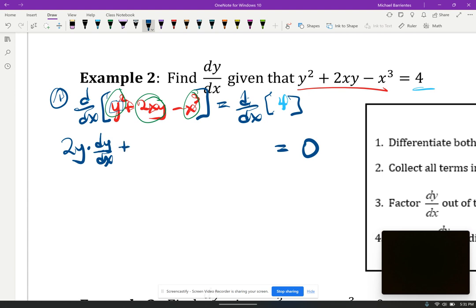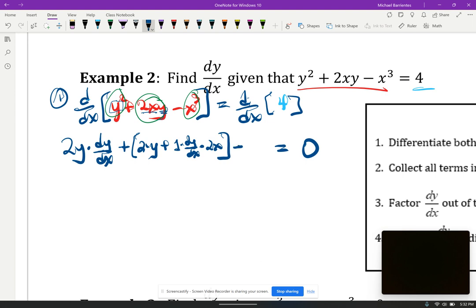Plus, I'm trying to find the derivative of 2xy. The problem is I have x's and y's, so I actually have to do a product rule. I'm going to take the derivative of 2x, which is 2, times the second function, y, plus the derivative of the second function, 1, times dy dx, times the first function, 2x. All of this comes from the middle term, 2xy, since I was multiplying 2 separate functions, 2x and y, which I'm treating as a function of x. I had to do the product rule.